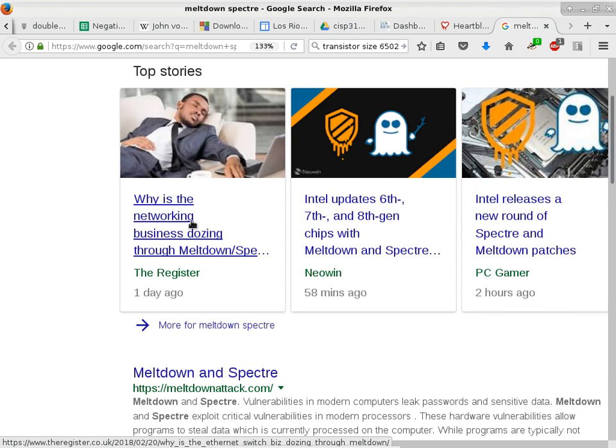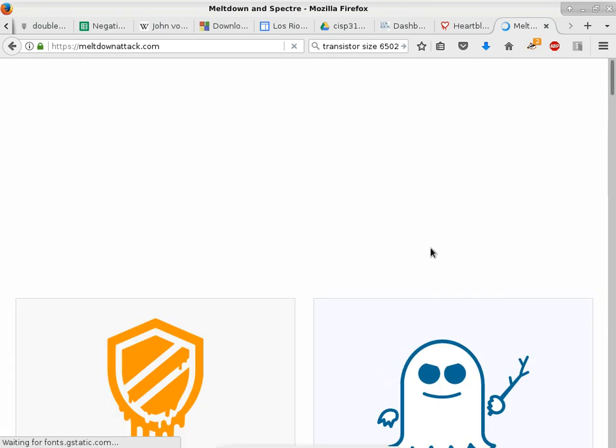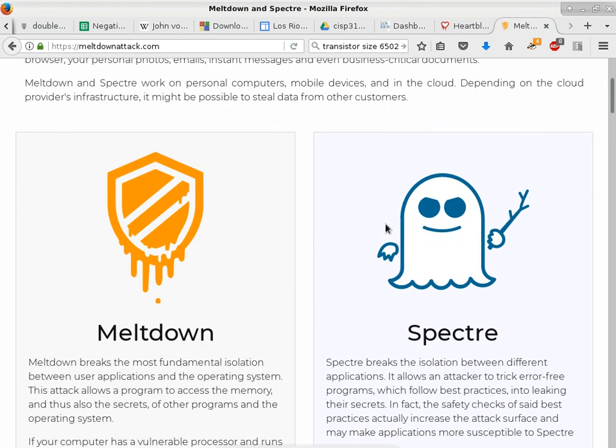Why is the networking business dozing through Meltdown and Spectre? Because they cannot do a single thing about it. That's why. So we got Meltdown and Spectre. Both of these are hardware-related issues. Both of these are caused by what we call a race condition in the hardware aspect of a computer.